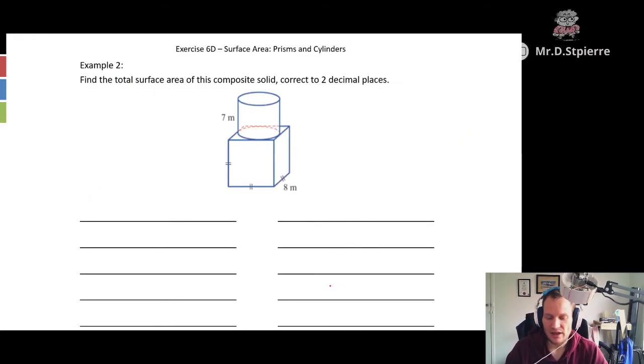Rightio. Let's have a look at this one. Find the total surface area of this complex solid. Again, correct to 2 decimal places.